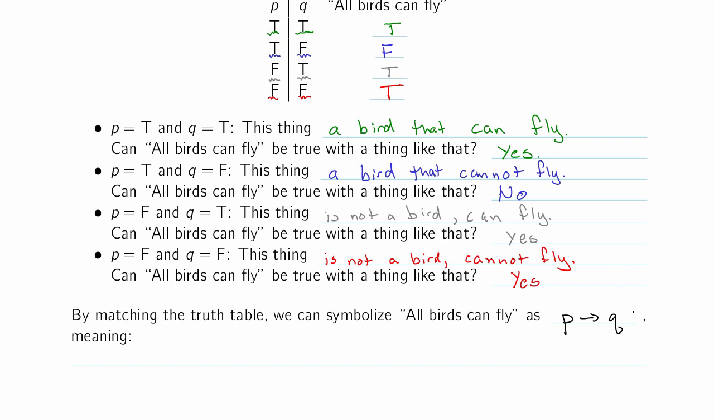How do we understand that? So P is, this thing is a bird. So if something is a bird, then Q, then the thing can fly. If something is a bird, then it can fly. All birds can fly. Yeah, that means the same thing. So that's how we handle a positive universal. We instantiate it, we apply it to an arbitrary thing, and then we symbolize it as a conditional. Positive universals will end up being conditionals in this form.